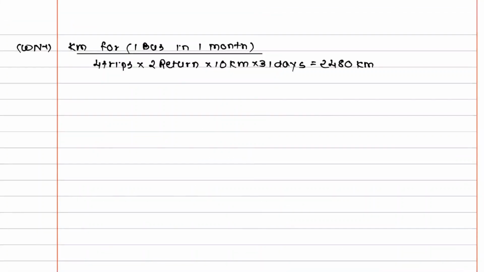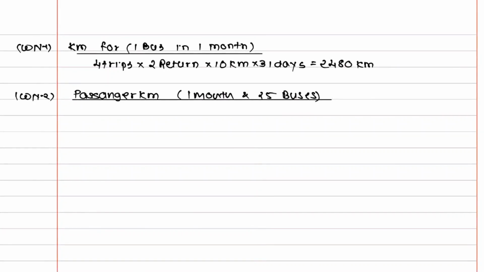If I talk about passenger kilometer, how do you get passenger kilometer? Passengers into kilometers. Understand this. This is going to be your working note number 2. We're going to find out kilometers and passenger kilometers. My objective is to get passenger kilometers for how many buses? Not one bus. How many buses do we have? It was 1 month and 25 buses, because cost has been calculated for that month of October and 25 buses.